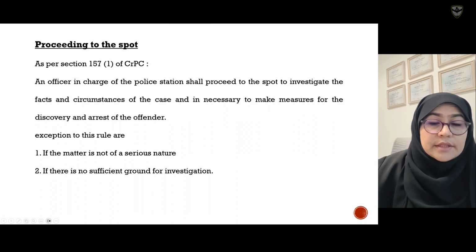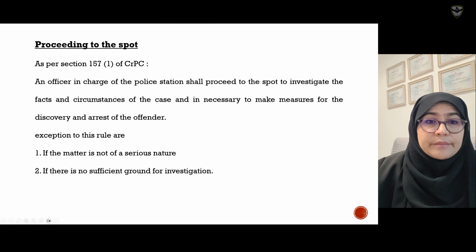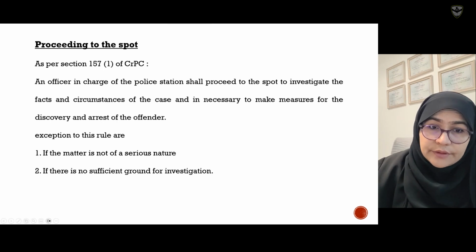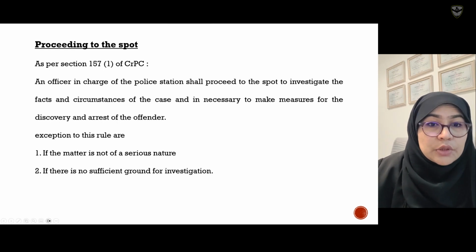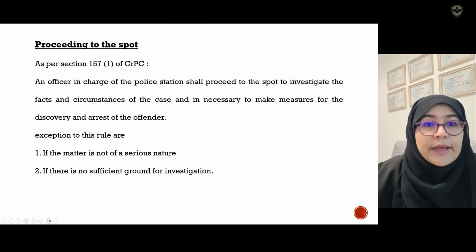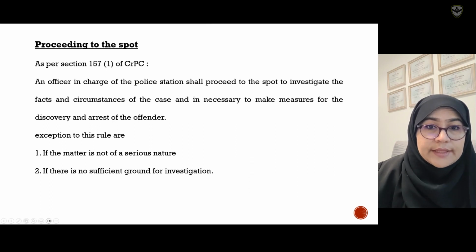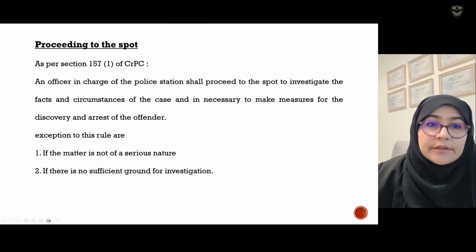And as per section 157 clause 1 of CrPC, the next step is proceeding to the spot. An officer in charge of the police station shall proceed to the spot to investigate the facts and circumstances of the case and to take necessary measures for the discovery and arrest of the offender.